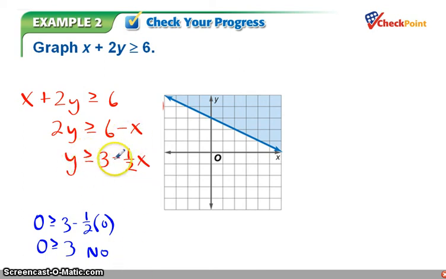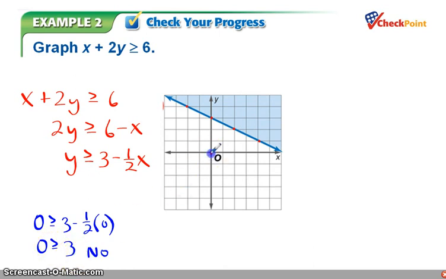So again, your first point is at 3, which is right here. Then we're going to go down 1 over 2, or you can go up 1 and over 2, this way. And it's going to be a closed boundary line. And if we use the test point 0, 0 and plug in, we get 0 is greater than or equal to 3.